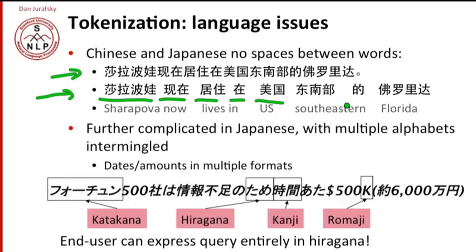Similarly, in Japanese, we have the problem that there's no spaces between words, and we have the problem that there are multiple alphabets that are intermingled. There's the katakana alphabet, there's the hiragana alphabet, there are kanji, which are like the Chinese characters, and there's romaji, the Roman letters. That's another complicating issue that has to be dealt with in tokenizing Japanese.